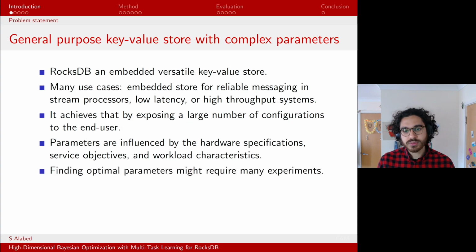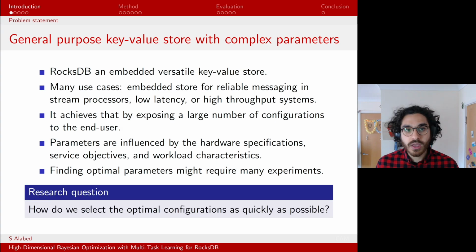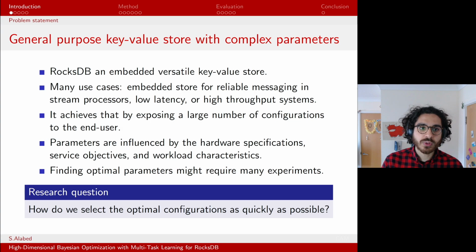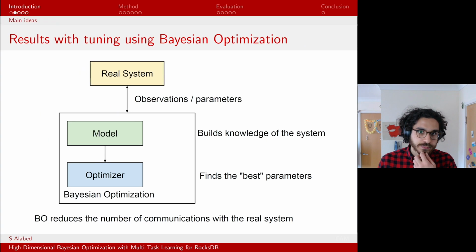So finding these optimal parameters could be cumbersome and requires many iterations and experiments to find the best values for your system. In the thesis of this work, we will look into how we can find these configurations as fast as possible, to reduce the number of experiments we have to conduct.